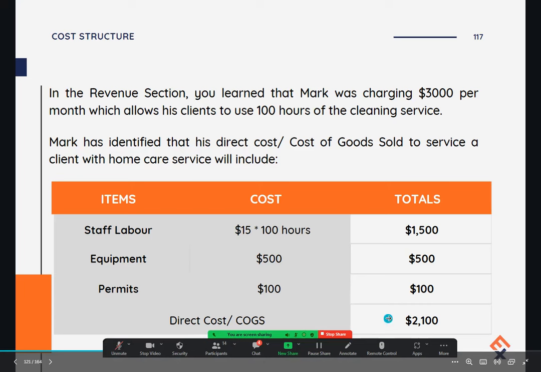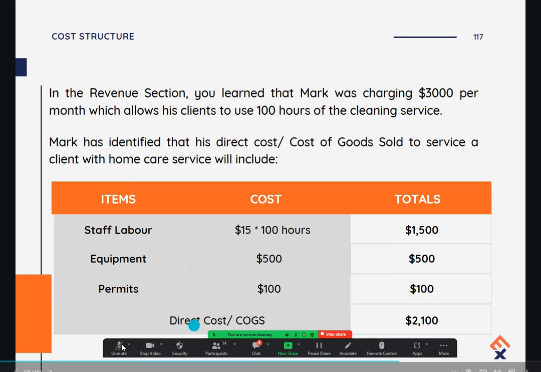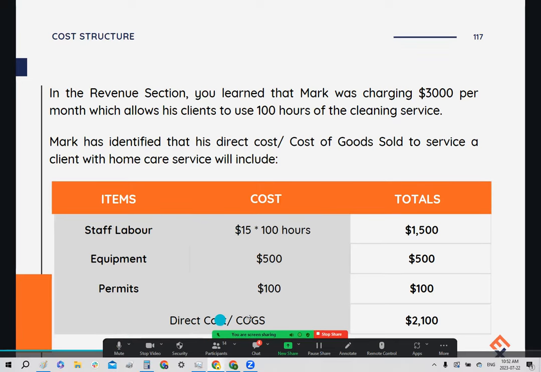So before, when we talked about his revenue, he wanted to be charging $3,000. So I'm gonna give you all a chance to do some quick math. You could put it into the chat. If he's charging $3,000 a month and his cost of goods sold is $2,100, what is his profit margin looking like? Great, 2,100. Yes, 2,100. So 3,000, 2,100. What is the margin looking like? Do you times it together?